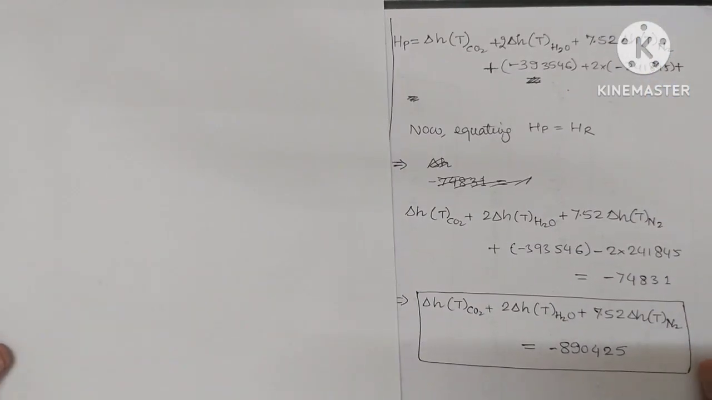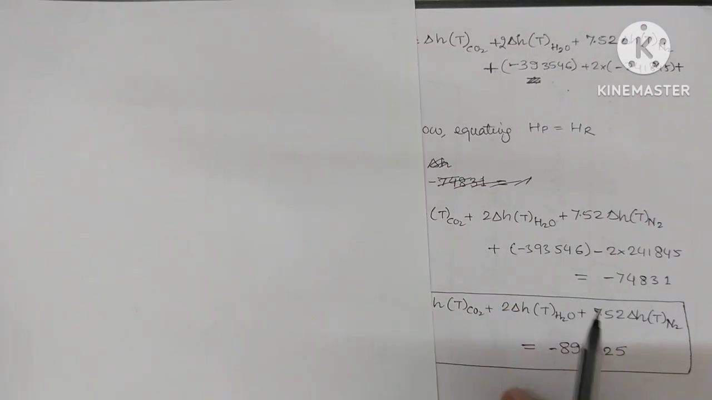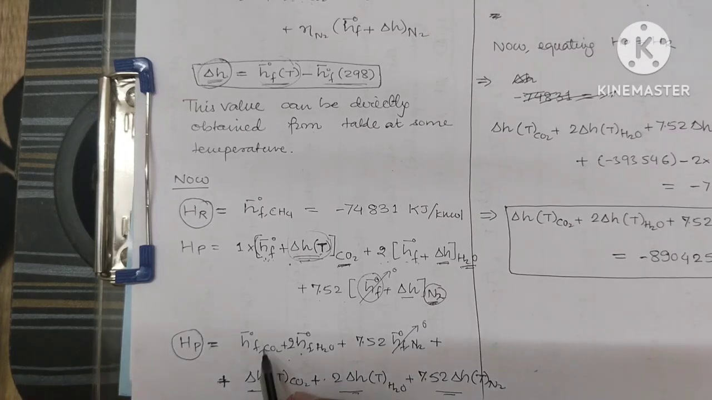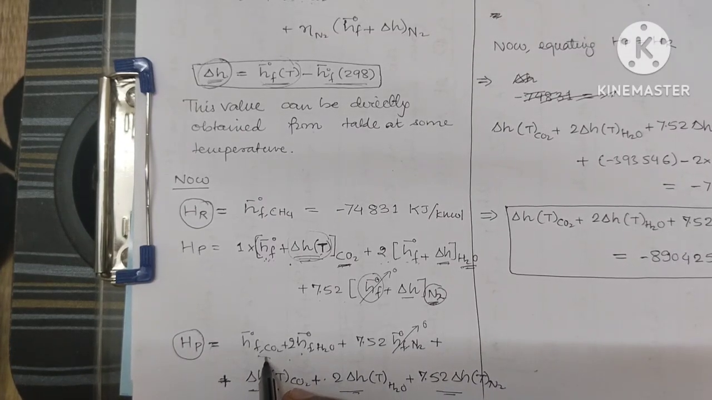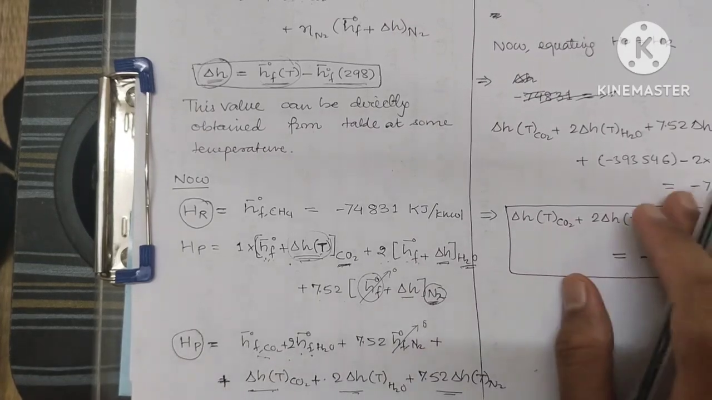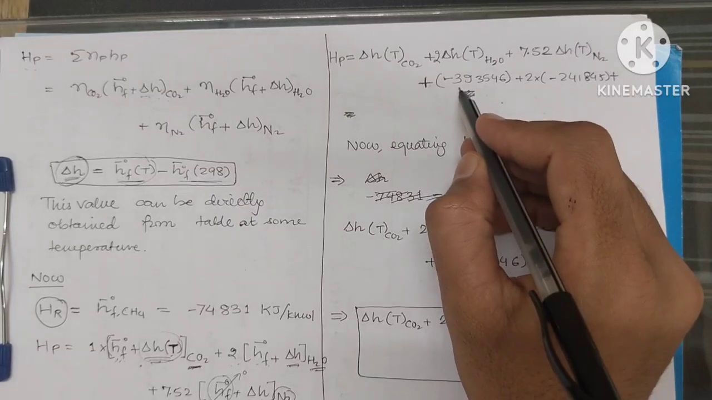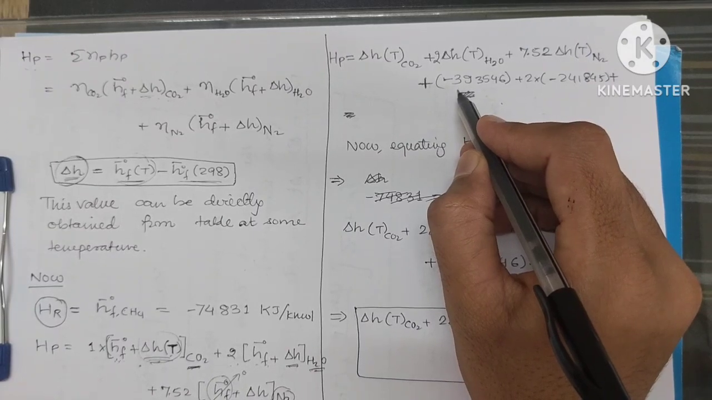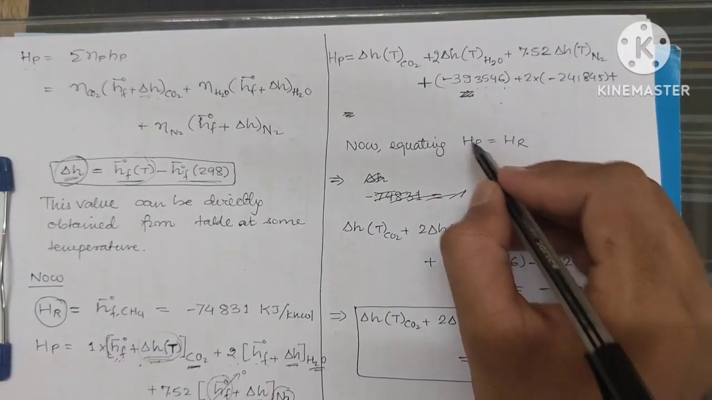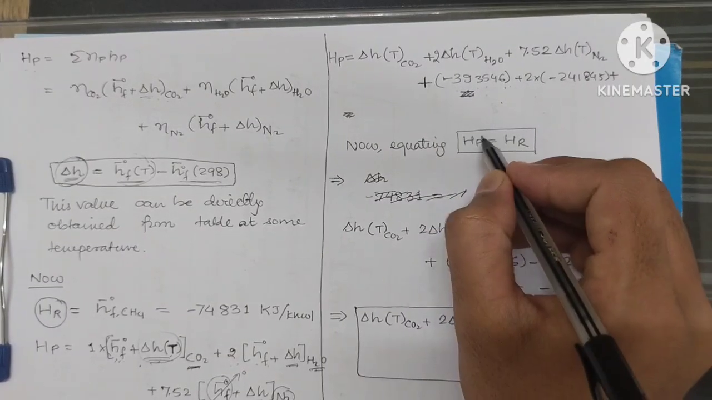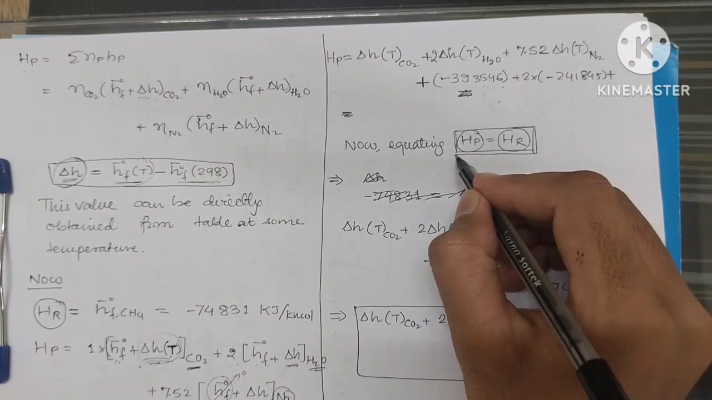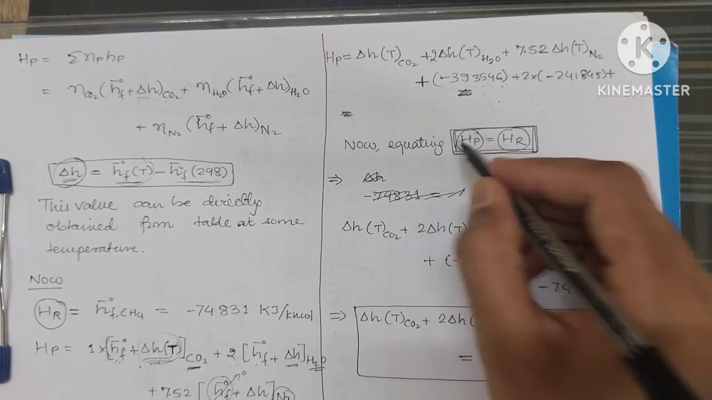Now, putting in the values of enthalpy of formation: for CO2 we can directly obtain it from the table, and for H2O we can directly obtain it from the table. I have already put that data from the thermodynamic table as this. Now we will equate the enthalpy of product equal to the enthalpy of reactant. As I already explained, we got this from the first law of thermodynamics.